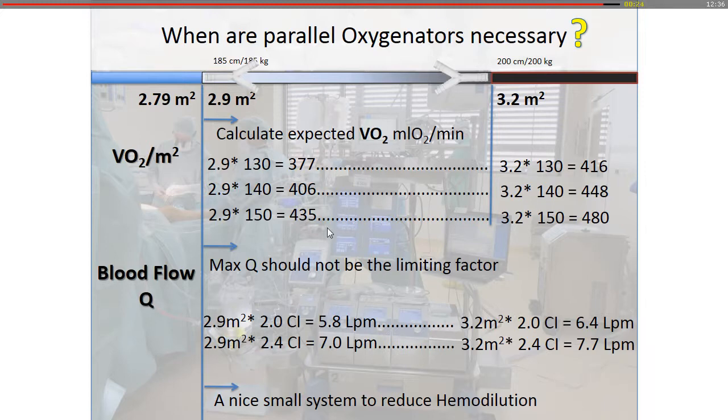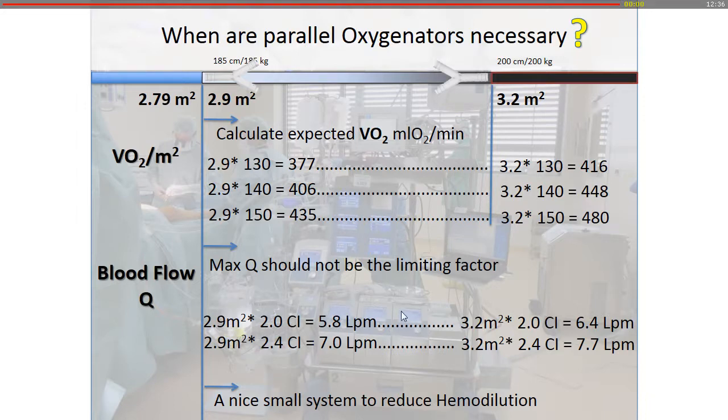So what I do here is, depending on their oxygen consumption per surface area, 2.9 times 130 would be 377, which wouldn't be a problem. If they're young, if they've got a lot of muscle, if they have high triglycerides, then you might want to calculate up to 150, which is 435. Then I would go into using a parallel oxygenator for this patient.